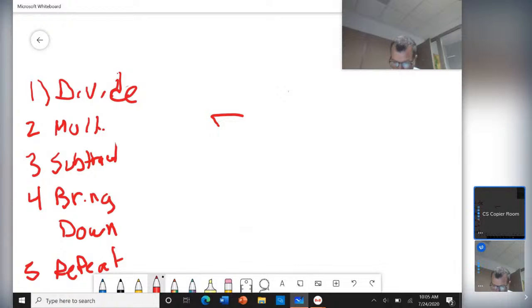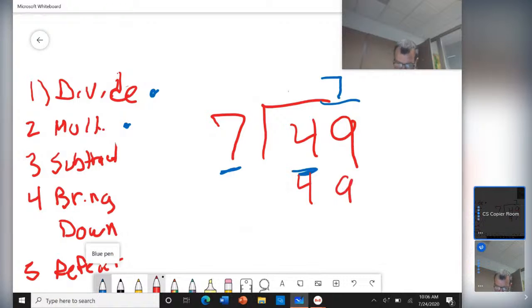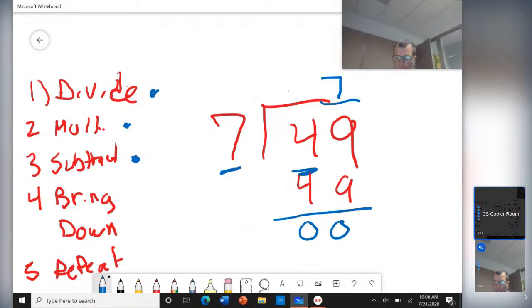Let's do 7 into 49. Okay. So the first step is going to be divide. Does 7 go into the 4? It doesn't. But then we're going to look at 7 go into 49. It does. It goes 7 times. That's our divide step. The next thing we do is multiply. 7 times 7 is 49. Then the third step is subtract. So we subtract 49 from 49, and that's 0. So we're done there. We don't have to bring down or repeat.